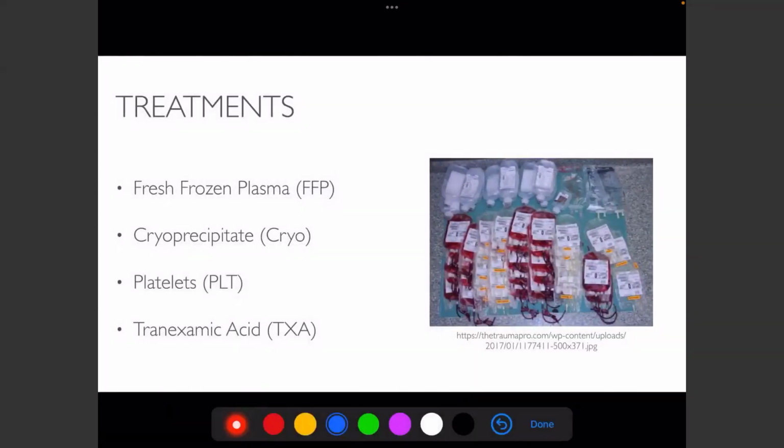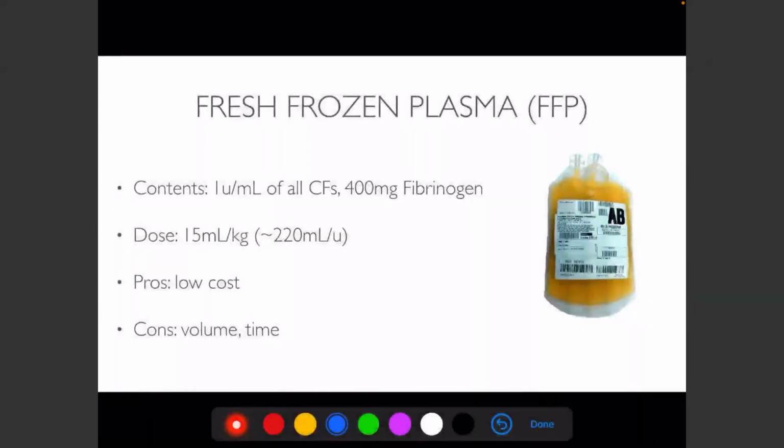Okay, for completion's sake, I wanted to talk about treatments just so everybody's on the same page before we start doing examples. So you have your basic FFP, cryo, platelets, and TXA. FFP contains all the clotting factors that I think most people know. You also have 400 milligrams of fibrinogen per unit. The dose is usually around 10 to 20 ml per kg. We just say 15 ml per kg, which makes it easy. There is some volume associated with it, but just remember that it contains some fibrinogen and essentially represents all your clotting factors.